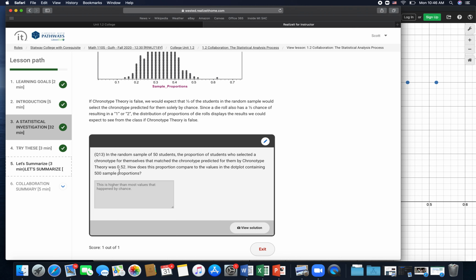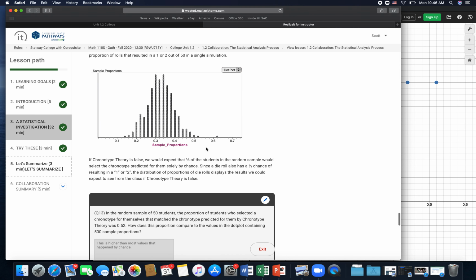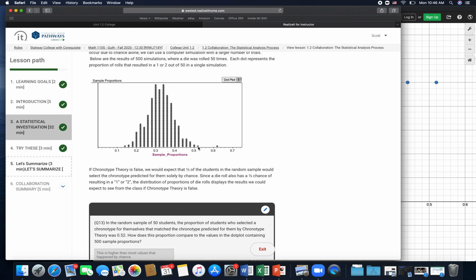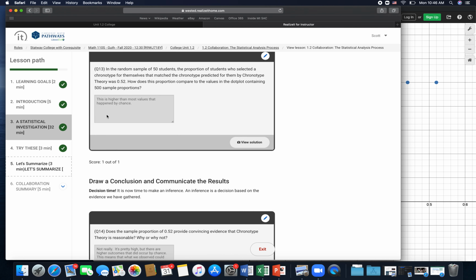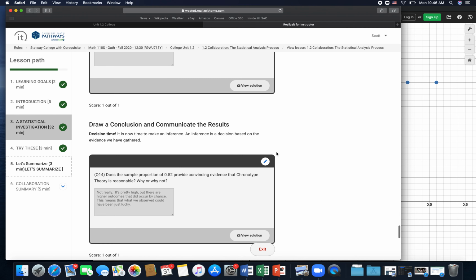So we got a 52%, and then how does that 52% compare to the ones in the simulation? Well, I do see that one time out of these hundreds of events here, one time they got a 52%. One time they got 62%, but I'm okay with saying that the 52% is pretty rare, but it still can happen by chance, and clearly you can actually get a lot higher than that by pure chance. Okay, so I'd say the 52% is higher than most of the values that happened by chance.